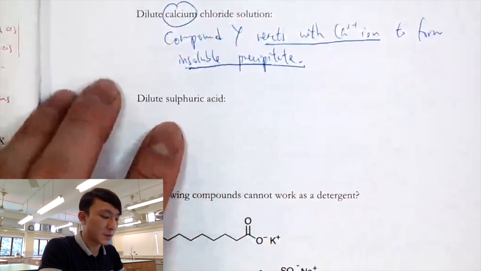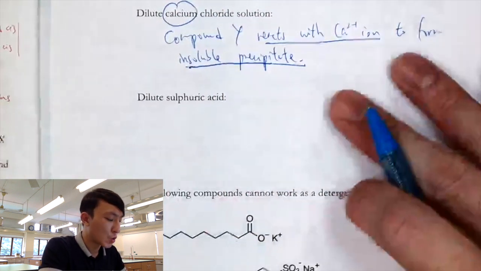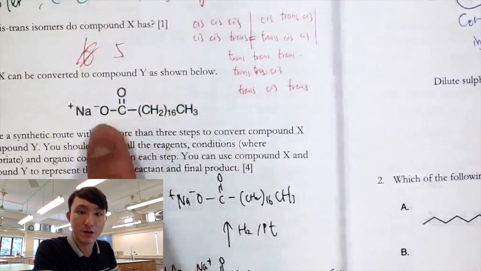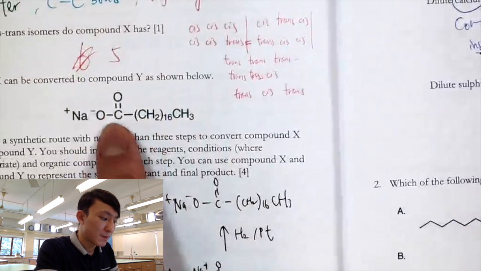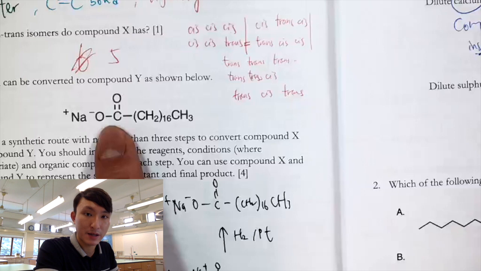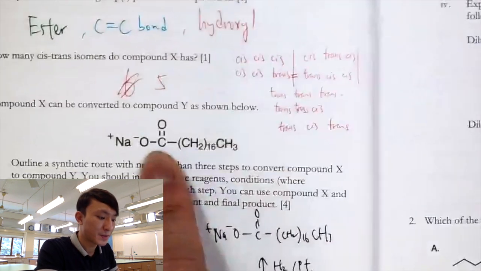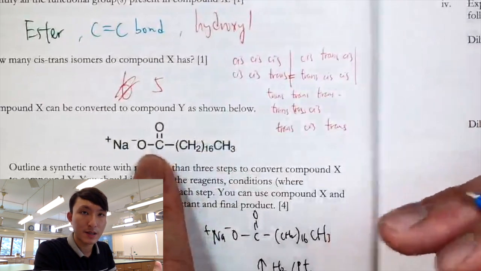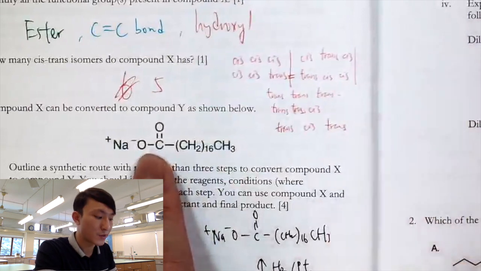Now the next part is what about dilute hydrochloric acid? Now in a very acidic medium, can compound Y still maintain its ionic form? No. Basically, this one will be converted back to, sorry, convert back to carboxylic acid. Once it has formed back to carboxylic acid, does it still have the hydrophilic ionic head? No. So that's why it cannot exert its function as a detergent or soap.